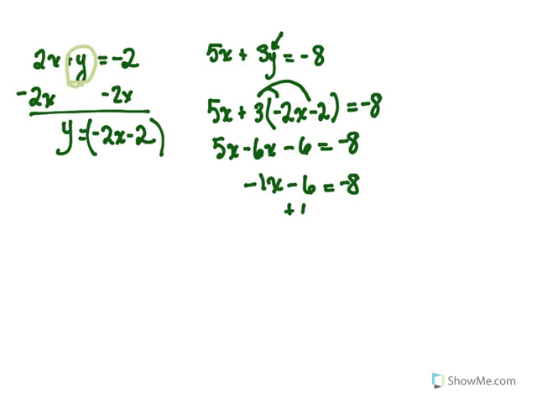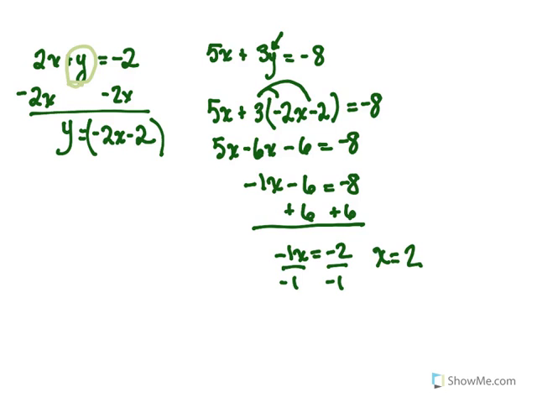Let's go ahead and add 6 to both sides. And I get negative 1x is equal to negative 2. Divide by negative 1. X is equal to a positive 2.